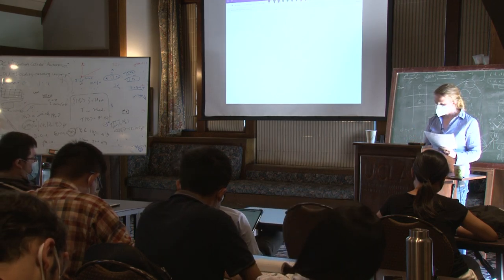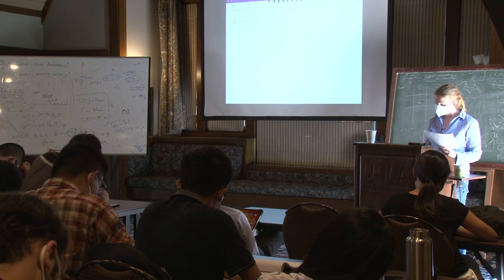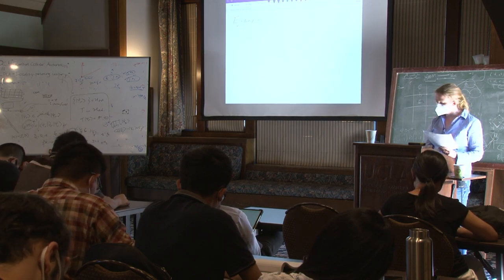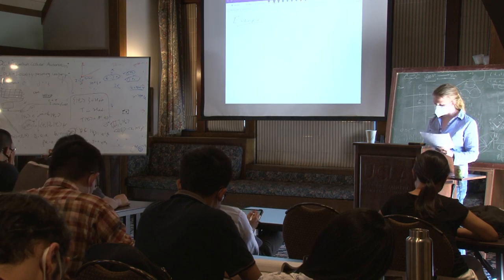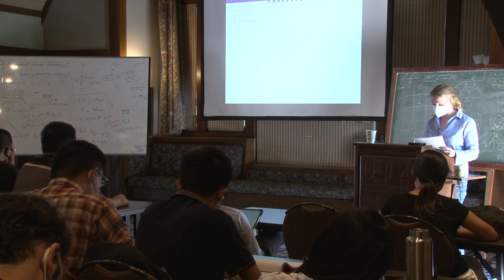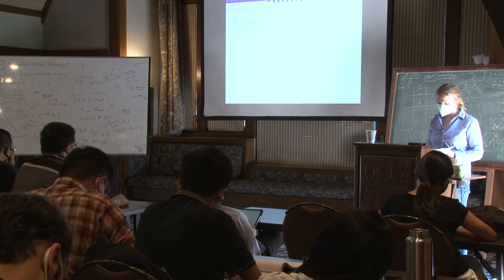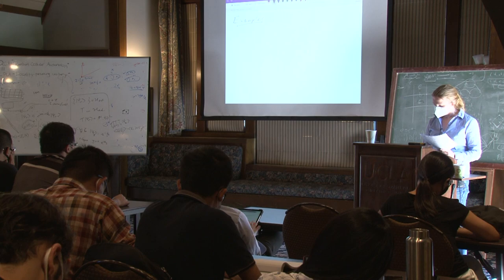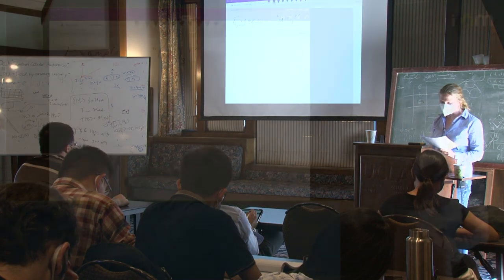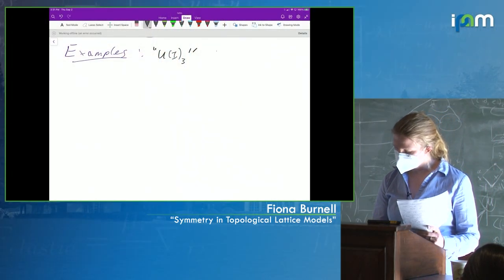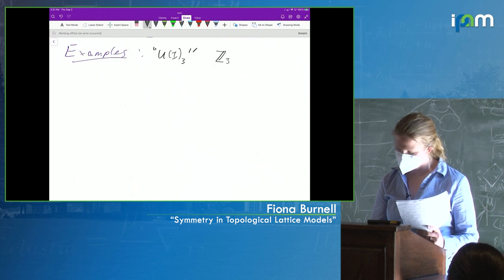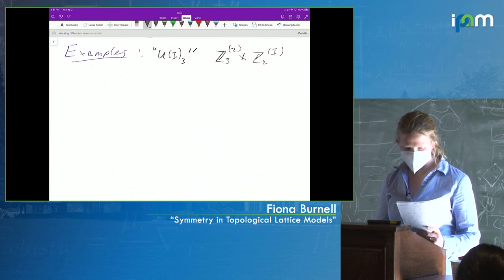Okay, so examples. I'm going to talk about two examples that I think are interesting. Let me start with my favorite example, which physicists often call U(1) level 3. And really as a UMTC, this is often called Z3 times Z2 with some indices.